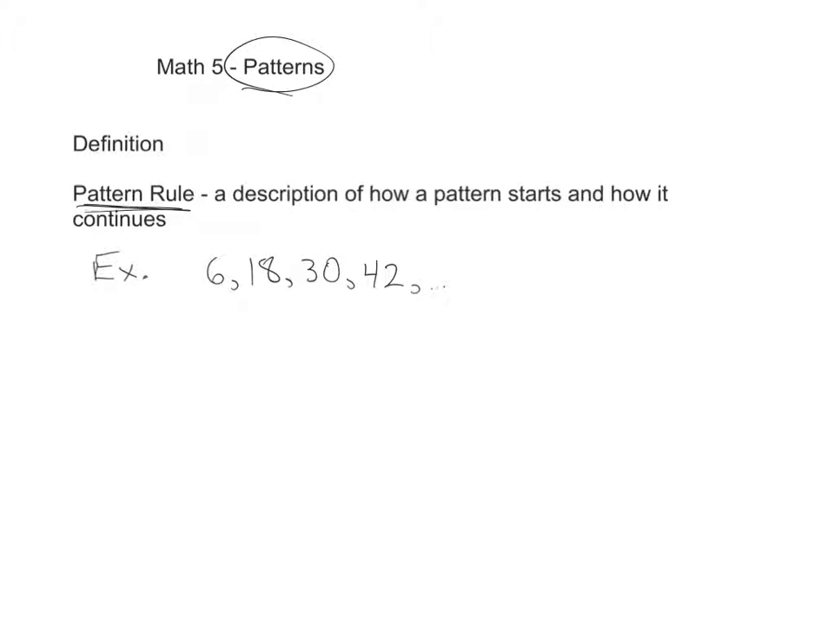So first thing I want to introduce you to is this thing called a pattern rule. Basically, for a pattern rule, you need to describe how your pattern starts and then describe how it continues. I've got a little pattern here. First, describe how it starts. So it starts at 6. Begins at 6, we would say it starts at 6.